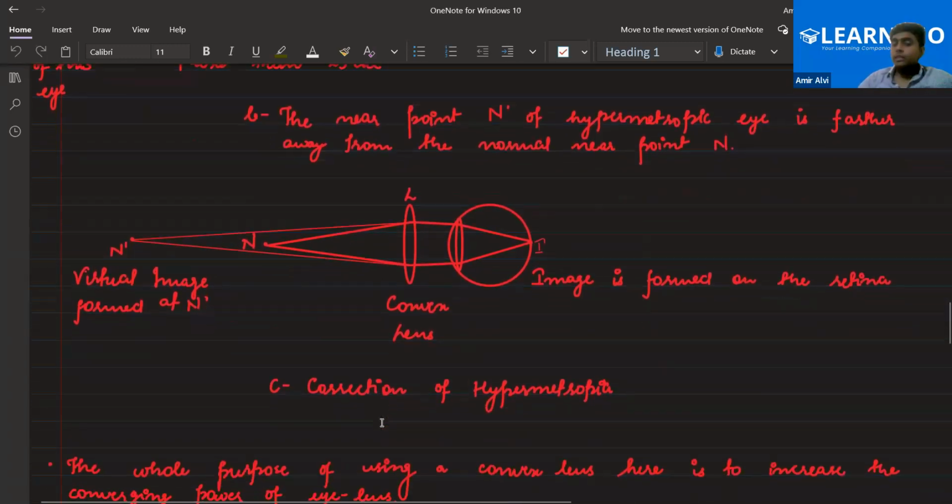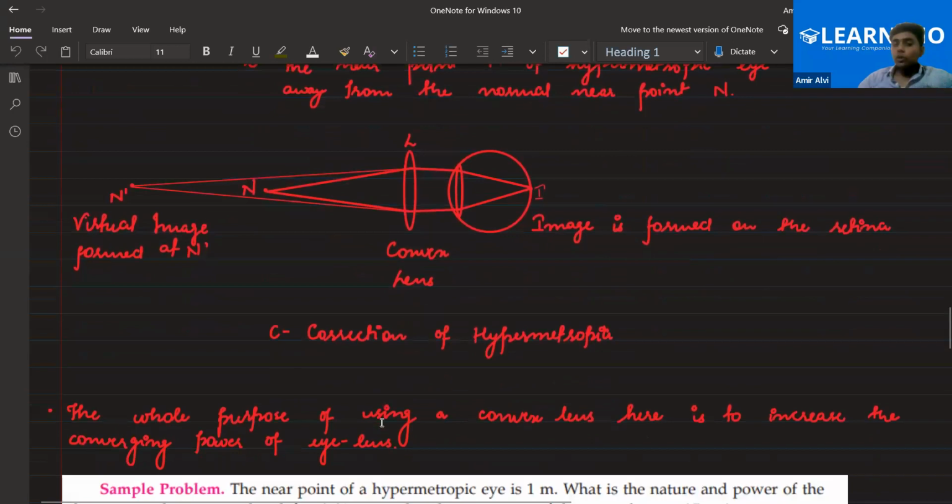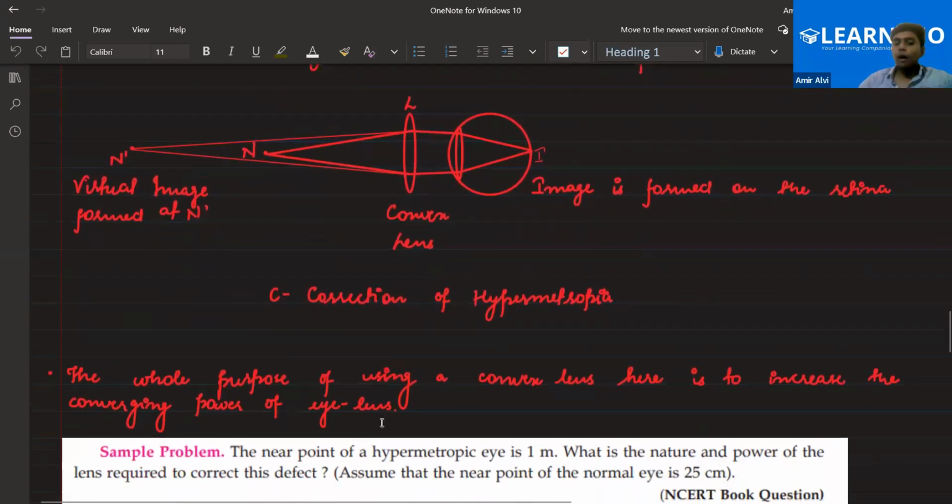Okay, and basically this is the correction of hypermetropia. But the whole purpose of using a convex lens here is to increase the converging power of the eye lens. It means that we have to increase the converging power. So we need to introduce the converging power lens, right, everyone? Converging nature lens. So that is the thing.